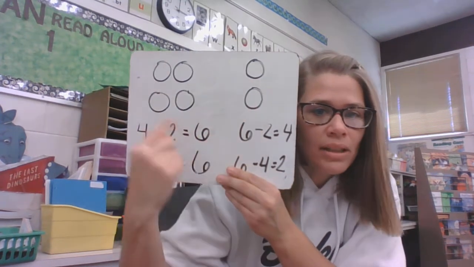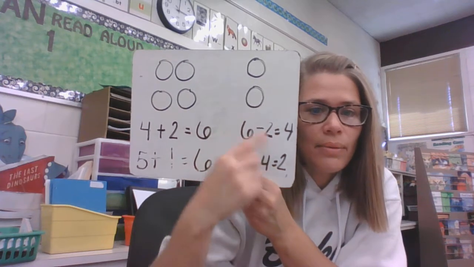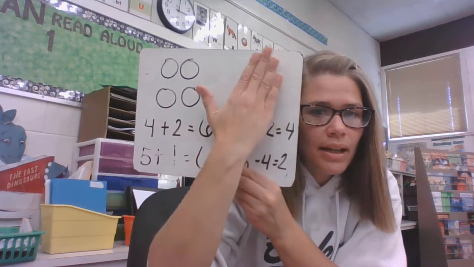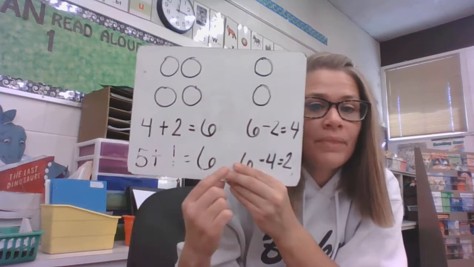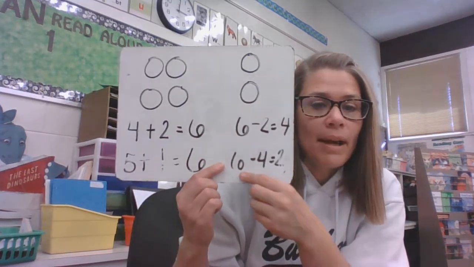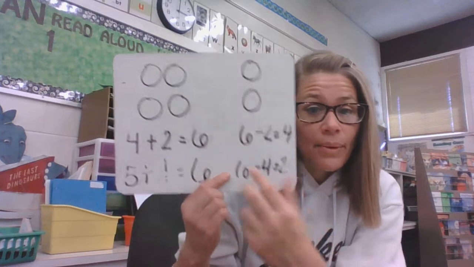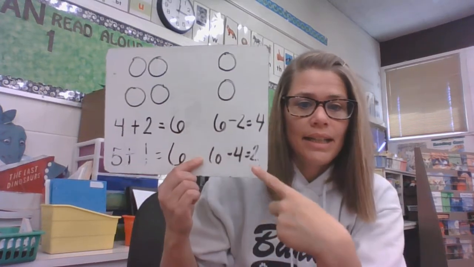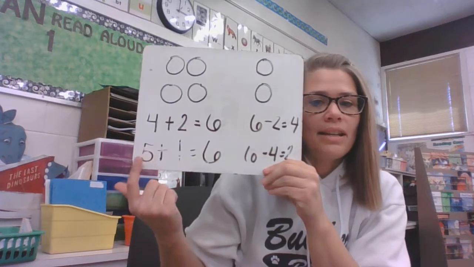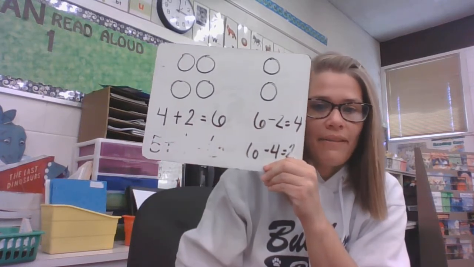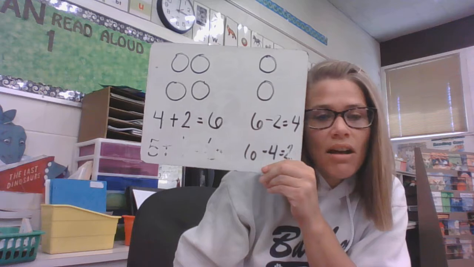Was 6 my whole? Yes. Could I take away a group of 2? Uh-huh. Can I equal a group of 4 left over? Yep. And down here, was 6 my whole? Yep. Can I take away a group of 4? Uh-huh. Can I equal 2 left over? Yep. So this one had numbers that did not belong with my family. So that one is not part of my number bond family.